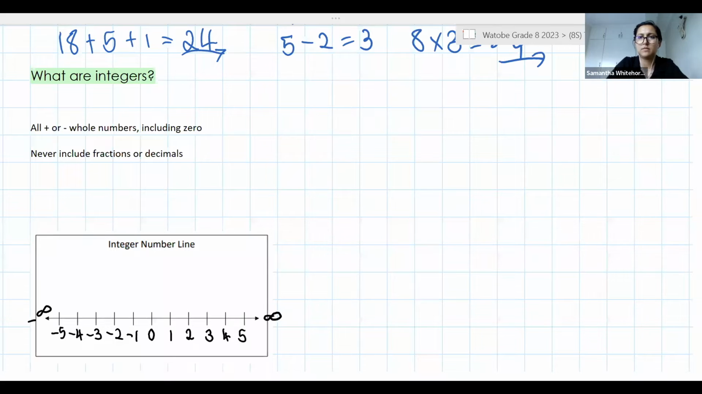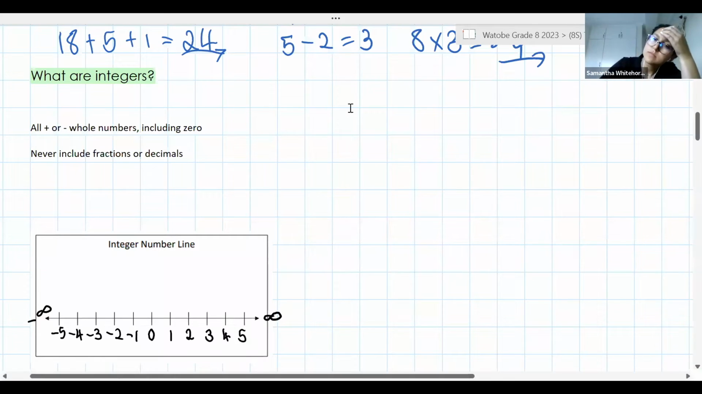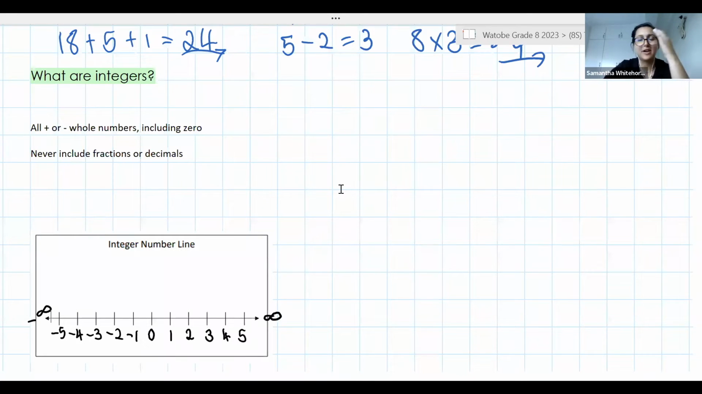Okay, Z has a question. Z, unmute and ask your question. My question is, can the number be negative infinity and positive infinity? Can it go up to that? Yes. Okay, sorry, I'm following you now. Yes, it goes on forever. Okay. So exactly. Good.